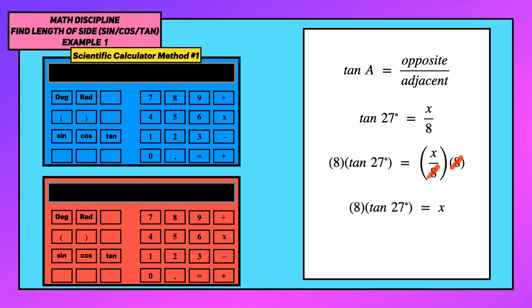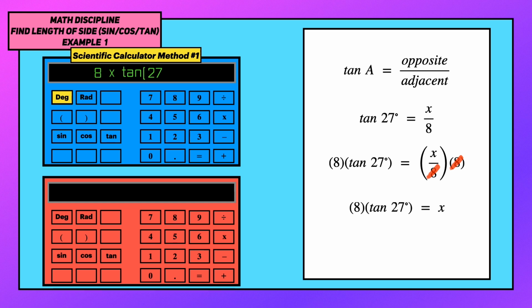Regardless of which calculator you are using, you must always make sure that your calculator is in degree mode. This button is usually labeled DEG. If your calculator is not in degree mode, even if you enter everything else correctly, you will get the wrong answer. So with your calculator in degree mode, enter 8 times tangent 27.